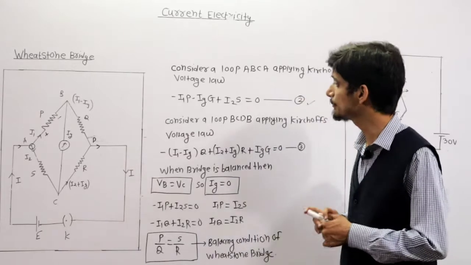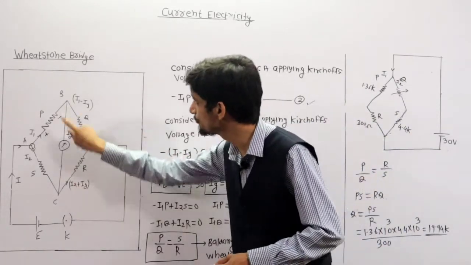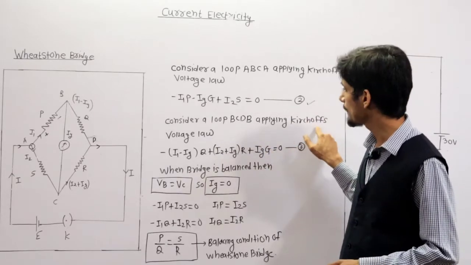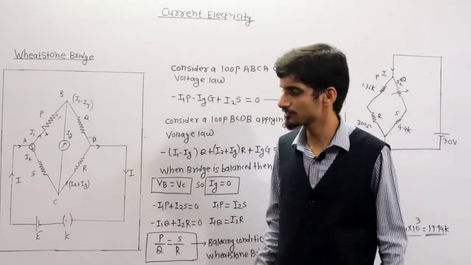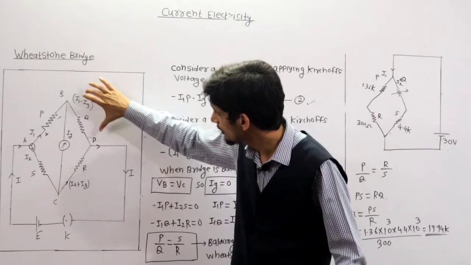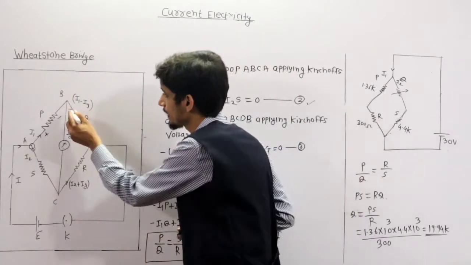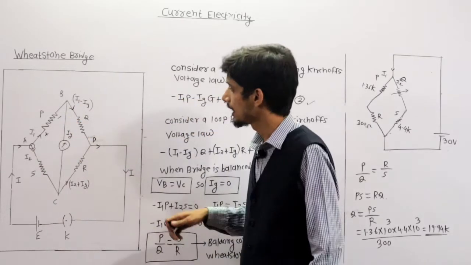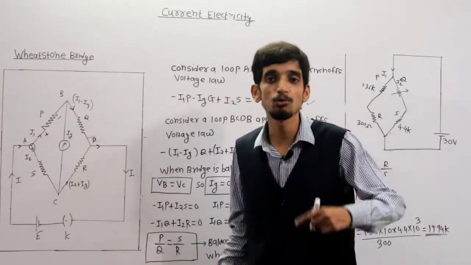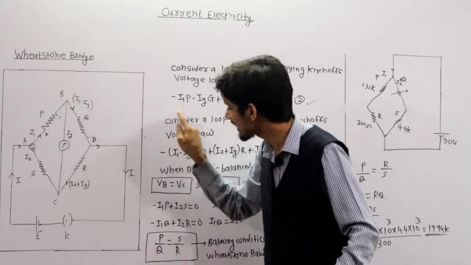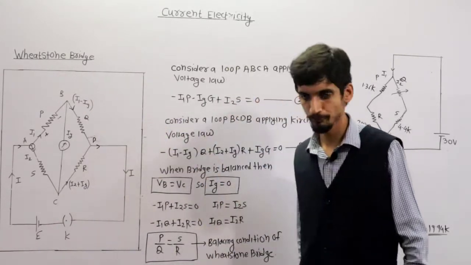Clear? Okay. Similarly, consider a loop BDCB. In the loop BDCB, apply Kirchhoff's voltage law once again. First, what is the current flowing through branch BD? I1 minus Ig. I am going in the direction of current flow, and the tracing direction is also the same. So I have to take which sign? Minus sign. So minus (I1 minus Ig) into resistance Q.